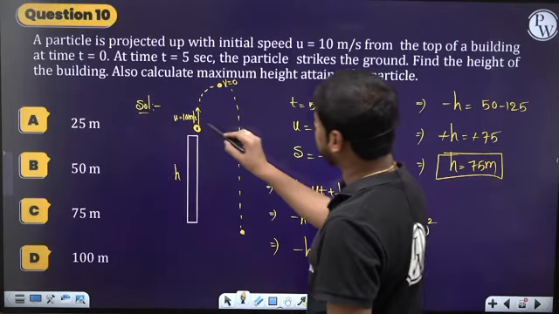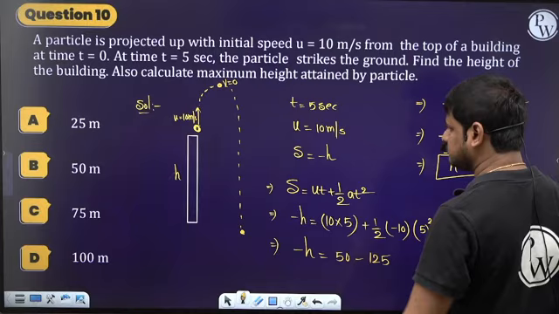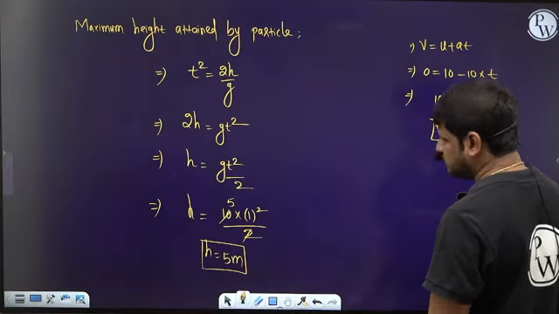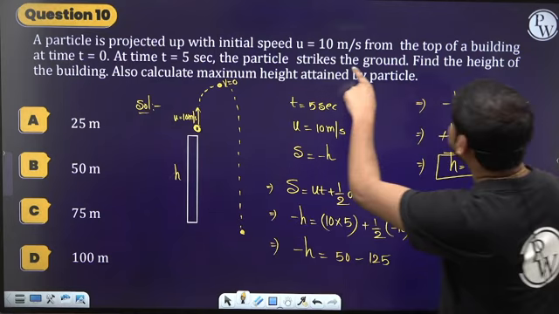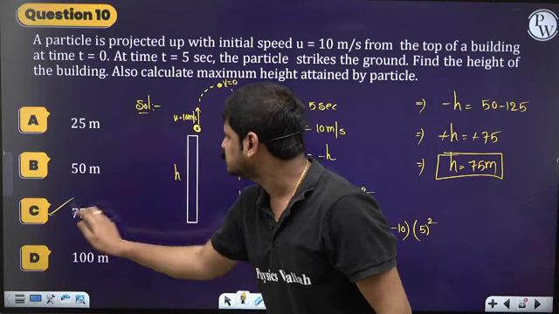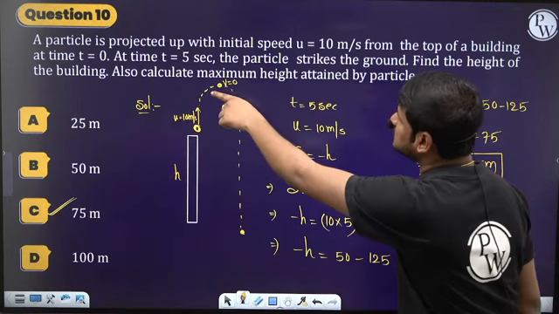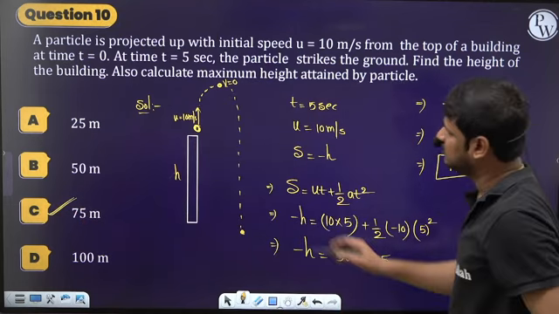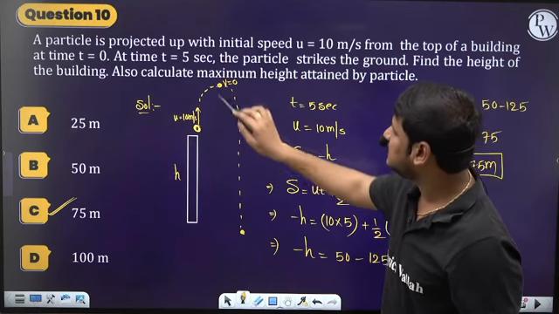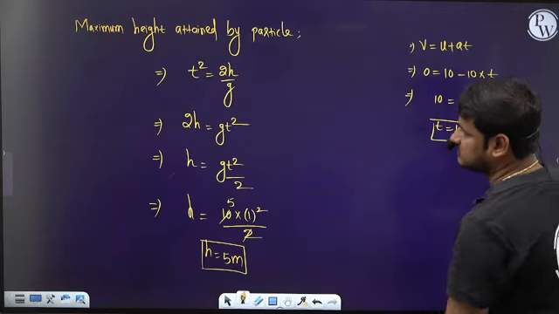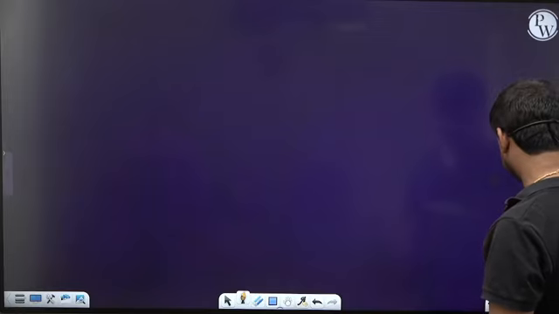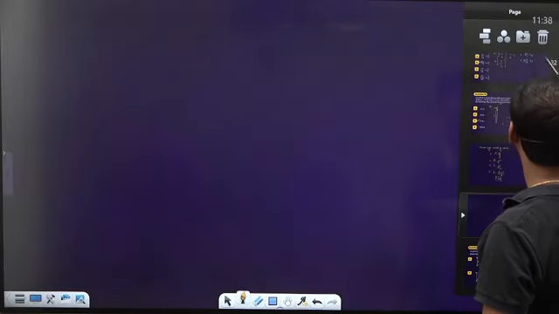So this height h is not the building height. Building height we already got. So what's the building height? Sorry guys. So first we find the height of the building. Height of the building is 75 meters. So this is fine. Then they are also asking us to calculate the maximum height attained. So from here to here, it's the maximum height attained, right? So what's that maximum height? It is 5 meters. Clear? Understood? Sure.